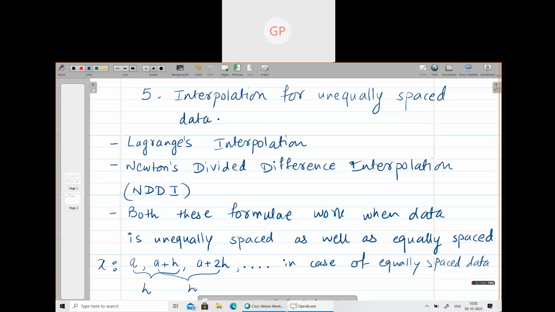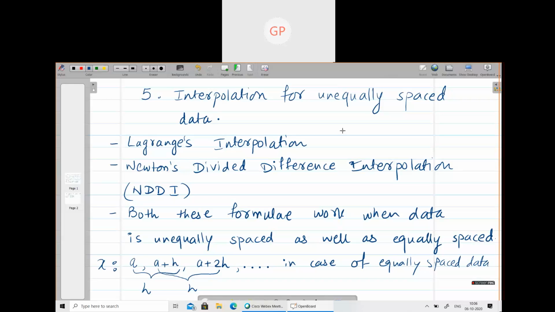h is not directly there in the final formula of Newton's forward and backward, but you write the formula in terms of u. But your u involves h. u is (x minus a) upon h in case of forward, and in case of backward, it is u equal to (x minus (a plus nh)) upon h. So h is always there. It plays an important role in equally spaced data.